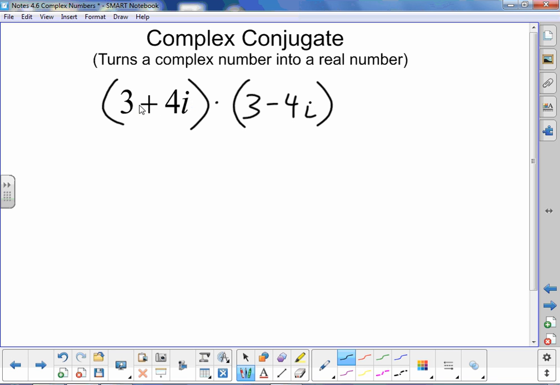You switch the sign. So if this was a 3 minus 5i, you'd do 3 plus 5i. The real part number does not change. So the reason why this works out is because when you multiply these, 3 times 3 is a 9.